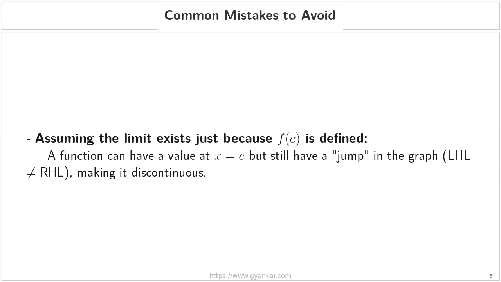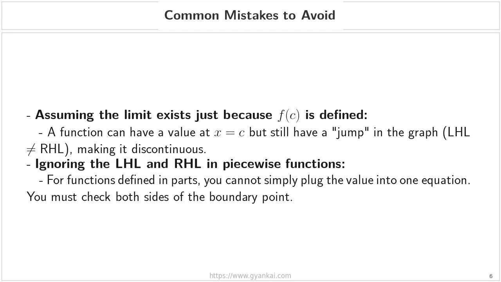A function can have a specific value at that point, but if the left-hand limit does not equal the right-hand limit, you have what we call a jump in the graph, which results in a discontinuity. Secondly, when dealing with piecewise functions, like the one we just solved in example 2, be careful not to ignore the left-hand and right-hand limits. It is a common error to simply plug the value into one of the equations and assume that is sufficient. To be rigorous, you must check the behavior from both sides of the boundary point to ensure they meet perfectly.